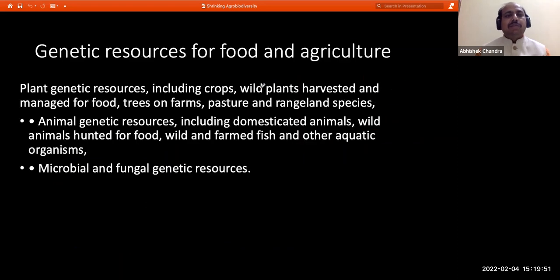So now we can see the genetic resources of food and agriculture. Animal biodiversity, animal genetic resources, include the domesticated animals and the wild animals which are hunted for food, wild and farm, and the fish and other aquatic organisms. So you can see we are dependent upon plants, animals, and microbial resources, including the fungal genetic resources, which are used as food.